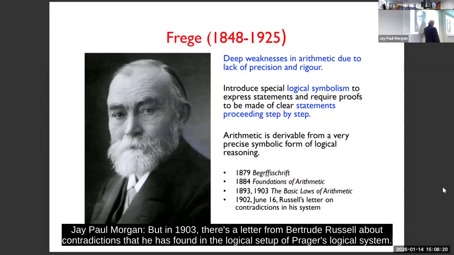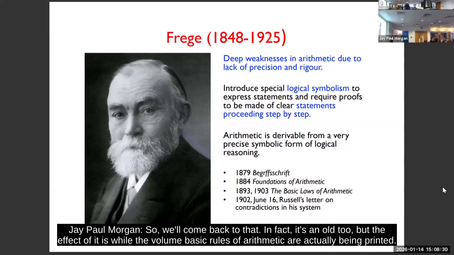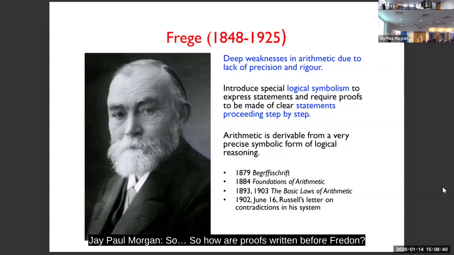But in 1903, there's a letter from Bertrand Russell about contradictions that he has found in the logical setup of Frege's logical system. So we'll come back to that. In fact, it arrives while the volume Basic Laws of Arithmetic is actually being printed.